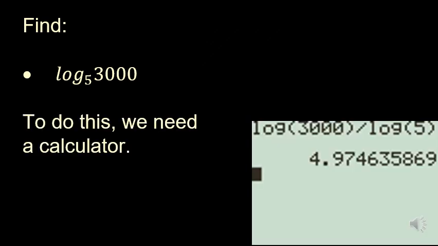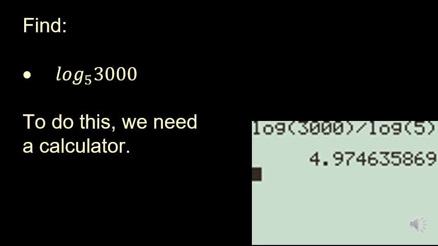Among other things, every power of 5 ends in 5, so it's not going to be a whole number. It is, however, pretty easy to do, but to do it, you have to have a scientific calculator. You've got to have a calculator that has a log key. And if you do have a calculator with a log key, all I do is I take log 3,000 divided by log 5.